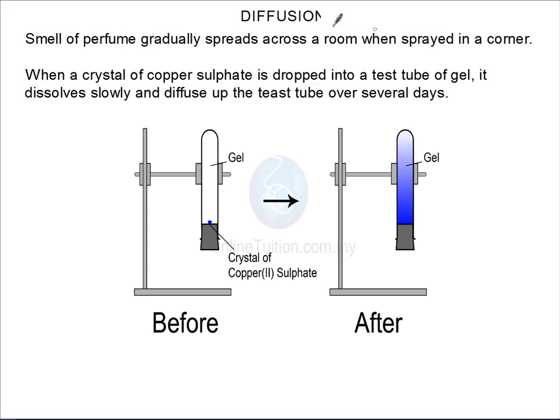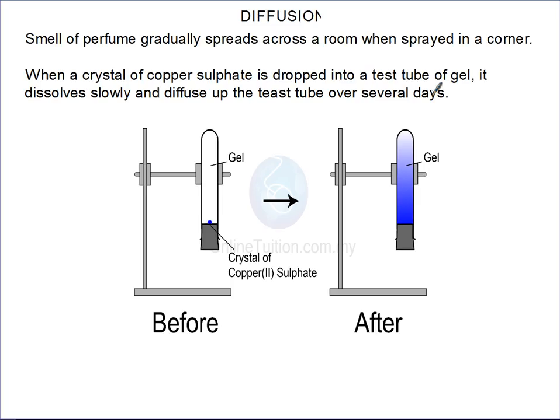Okay, let's move on to diffusion. Now, if you stand at one corner in your room and you spray just a little amount of perfume, with time, the perfume will take over the room. The smell of the perfume will be everywhere in the room. Now, this is due to something we call diffusion.